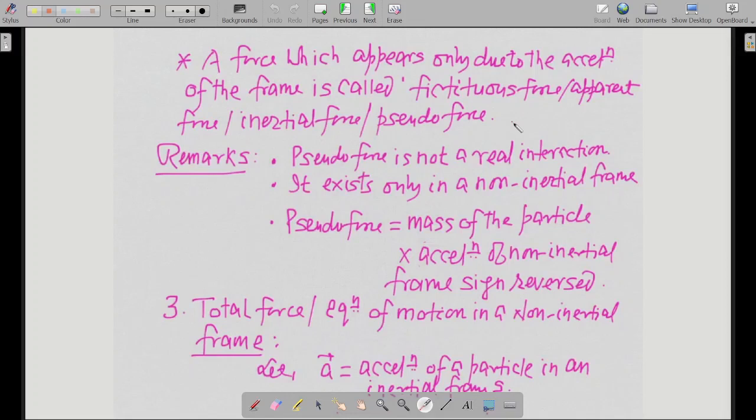Now one thing which you have to note is this particular term, inertial force. Although the pseudo force appears in which frame? Pseudo force appears in the non-inertial frame. Okay, pseudo force appears in the non-inertial frame.